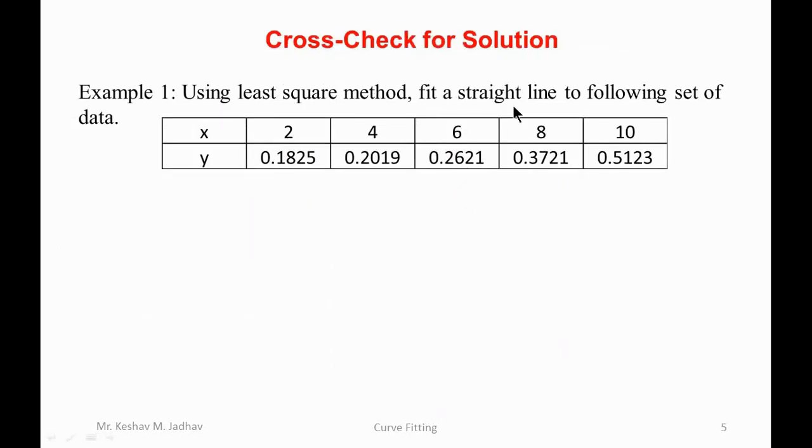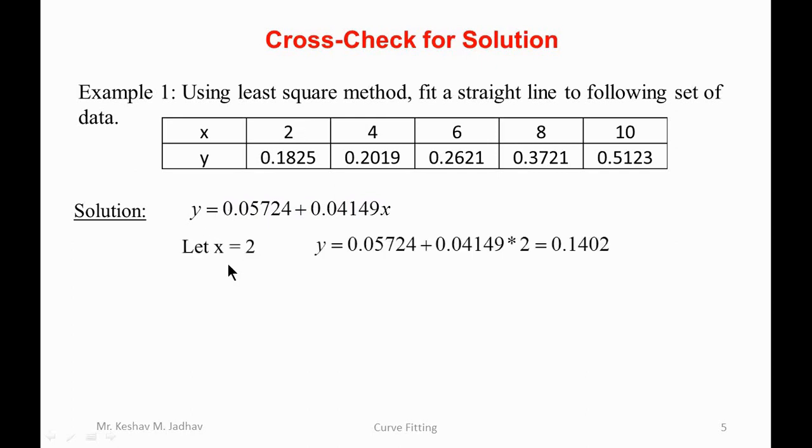Now we can cross check our solution. So this is given example, and this is the straight line model for given data. So in this model, if we put values of X, then we will get respective values of Y. So let us put X is equal to 2. So if we put X is equal to 2, then we will get Y is equal to 0.1402, which is slightly lower than this actual value. Then let us put X is equal to 4. So if you put X is equal to 4, then we will get Y is equal to 0.2232, which is slightly greater than this actual value.